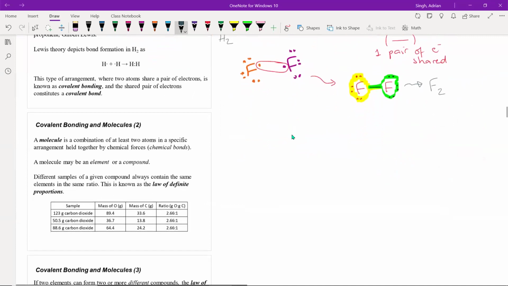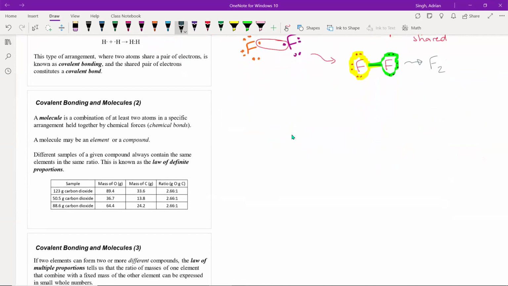So when we combine two or more atoms held together by this sharing of electrons, we refer to those as molecules. Okay, so we use the term molecule. Molecules refers to covalent compounds where electrons are shared. Okay, we don't use molecules for ionic compounds.